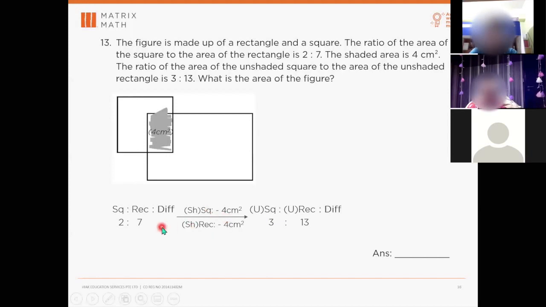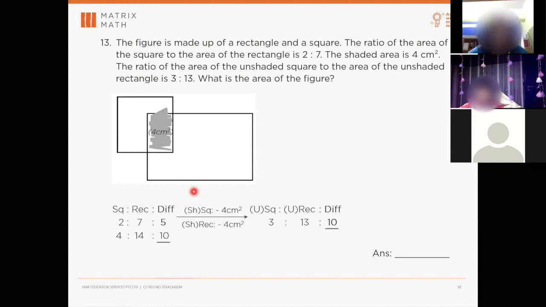So I can create a new common base, which is the difference here, 5 units, because 7 minus 2. Whereas the difference here is 13 minus 3, which is 10. So of course, don't stop there. Proceed to make your difference the same. Then underline the common base. Up to here, you're okay first?